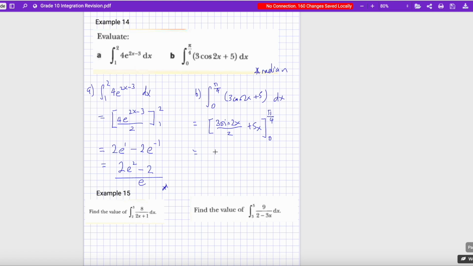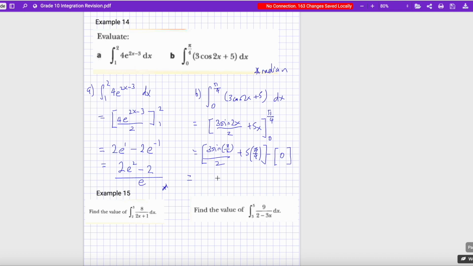All right, let's work that out. You should be able to get a very long working. So this would be 3 sine pi over 2 plus 5 pi over 4, minus, if you put 0 in, sine 0 is 0, 5 times 0 is 0, so essentially everything is 0 here. You can choose to evaluate that, or you can join them into a single fraction. All right, so I will join them.